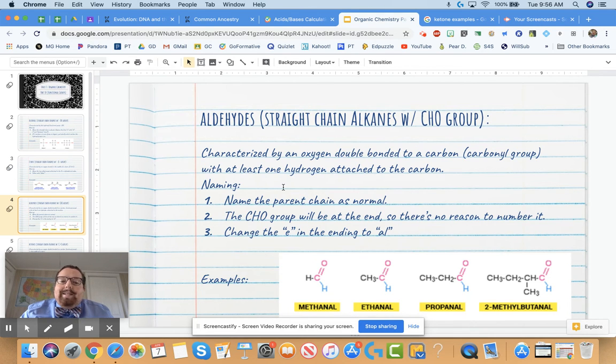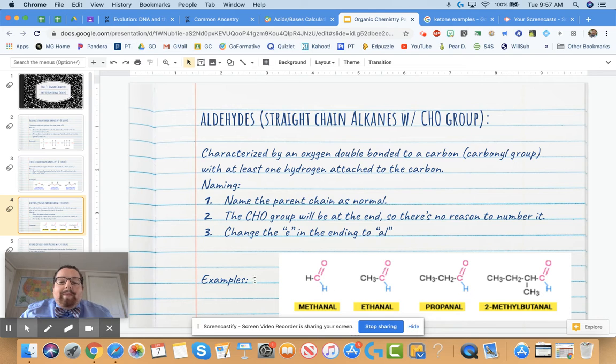For aldehydes, this is characterized by an oxygen that is double bonded to a carbon, which we call a carbonyl group. And then we have at least 1 hydrogen attached to that carbon. So if we have a double bonded oxygen and at least 1 hydrogen, that's 3 of our bonds out of our 4 already taken up. So no matter what, this group here is going to be on the end of our chain.